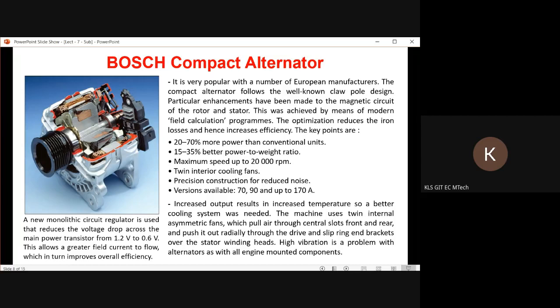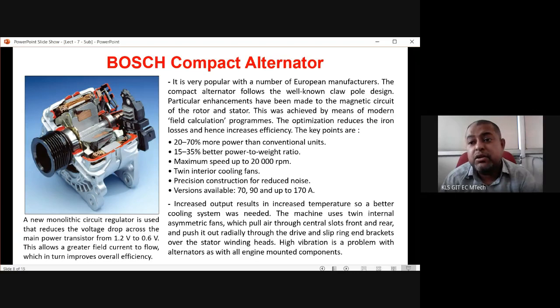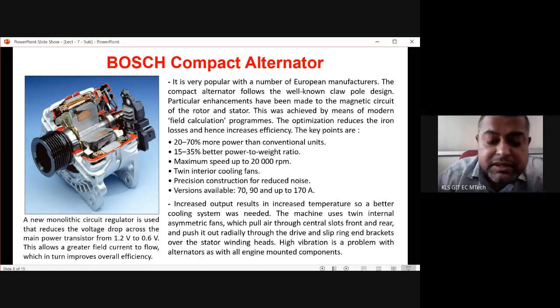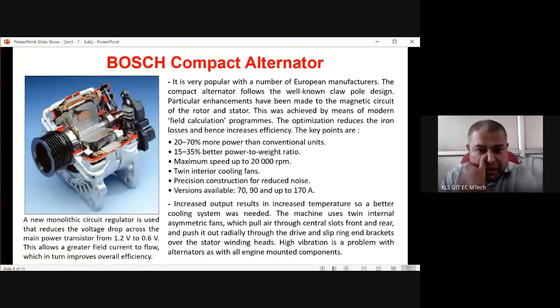It has twin interior cooling fans. We'll see what is meant by cooling: there are water cooled alternators and air cooled alternators. Here it is air cooled, so cooling fans are there. Precision construction reduces noise. A car should definitely give us as little noise as possible, and this Bosch compact alternator gives very little noise. Versions are available at 70, 90 and up to 170 ampere. These are the current ratings of the alternator.